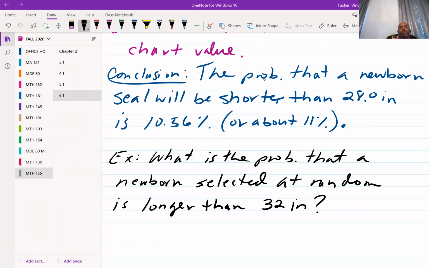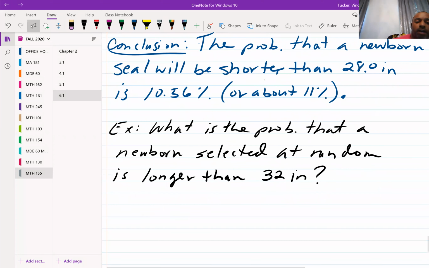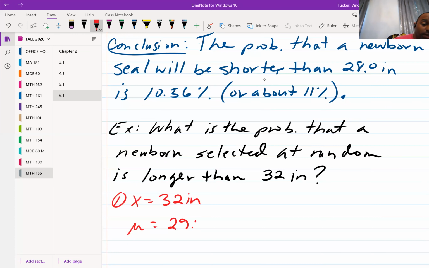All right, so what is the probability that a newborn selected at random is longer than 32 inches? Before we did shorter than, this time we're looking at longer than, and how that would change the process, or at least add a step to it. First thing you want to do, just like before, is to find our z-score. This time x is 32. Our mean, we're still in the same problem, so the mean and standard deviation are the same.